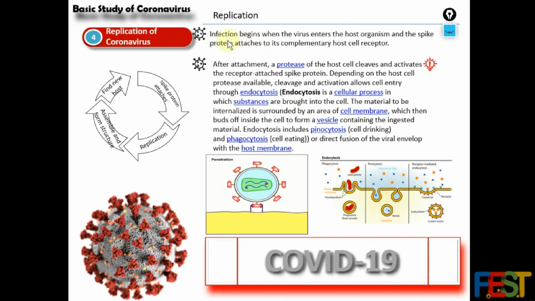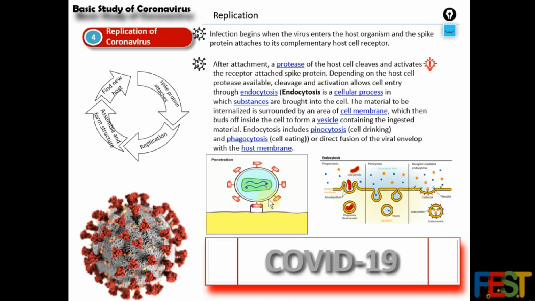Replication. Infection begins once the virus enters the host organism and the spike protein attaches to its complementary host cell receptor. Once the coronavirus enters the body, it attaches to the host cell receptors, this specific receptor. After attachment, a host cell protease enzyme cleaves and activates the receptor-attached spike protein.